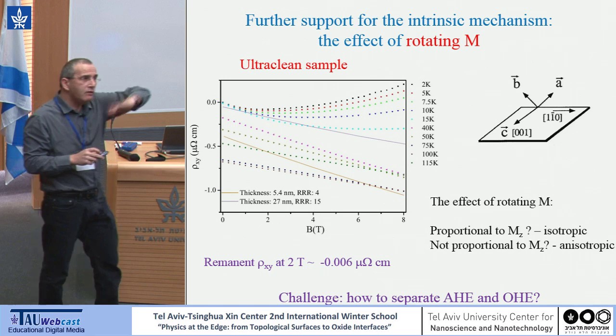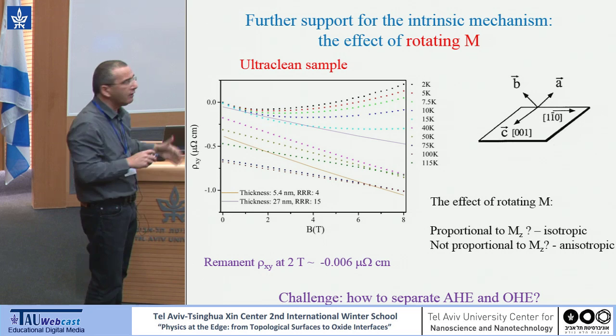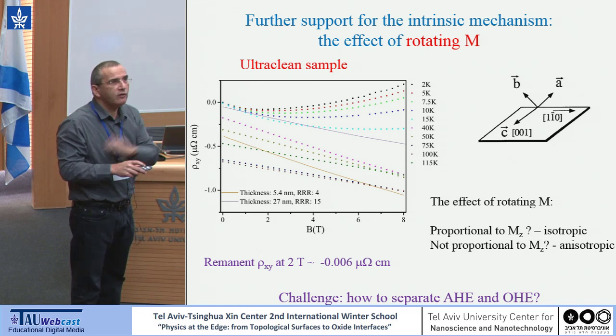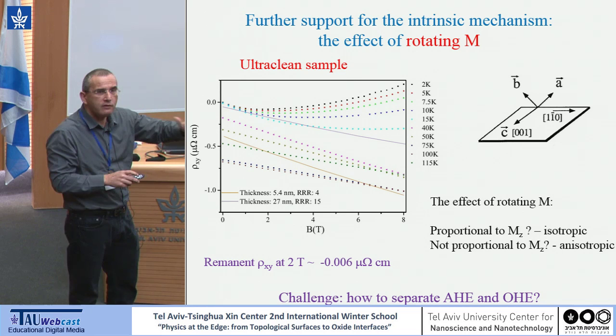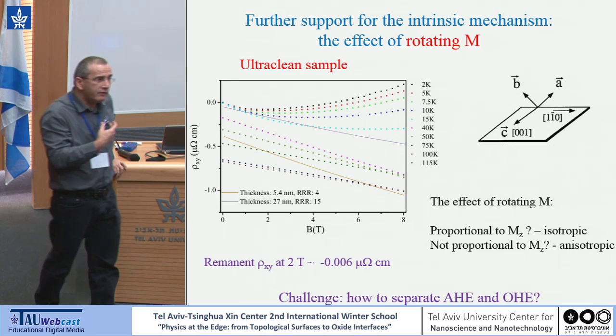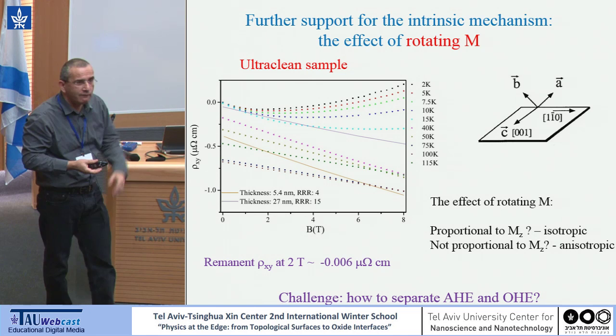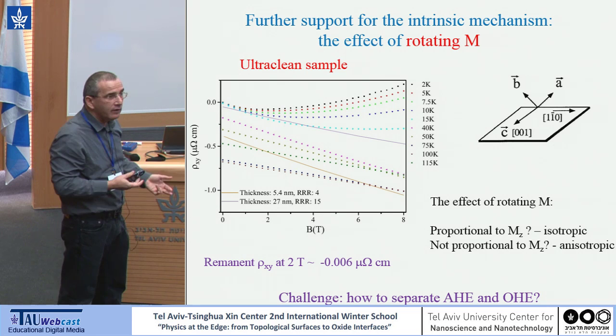Now, if the effect is extrinsic, then you would expect the anomalous Hall effect to be what is called an isotropic effect. All that matters is just the component of the magnetization which is perpendicular to the film. You are changing the orientation, you are changing the perpendicular component, and that's the only effect that comes into this orientation dependence. However, if the effect is intrinsic, then changing the magnetization direction will have a much more profound effect. Moreover, if you have such unusual properties in the band structure like Weyl nodes, then you expect that this change in the orientation will be even more significant in such materials.